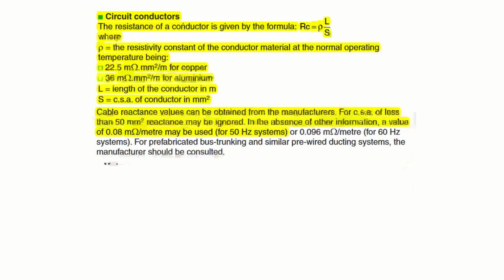For circuit conductors, for each circuit conductor, we will see what is the type of this conductor, whether it is copper or aluminum. So we'll be calculating the resistivity, which is equal to 22.5 milliohm per millimeter square per meter for copper, and it is 36 milliohm millimeter square per meter for aluminum. So what we'll be doing is always dividing by the cross-section area and multiplying by the length of the conductor in order to get the real value of the resistance and the real value of the inductance.